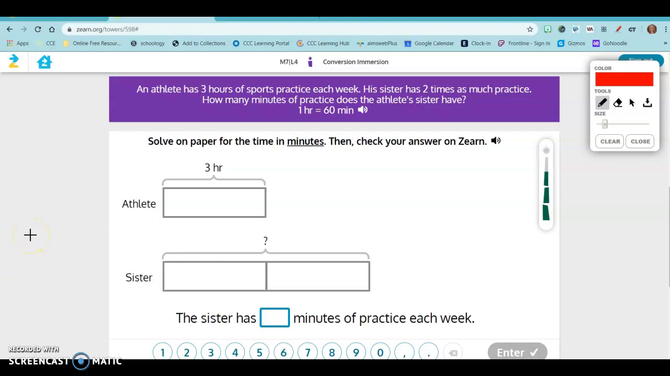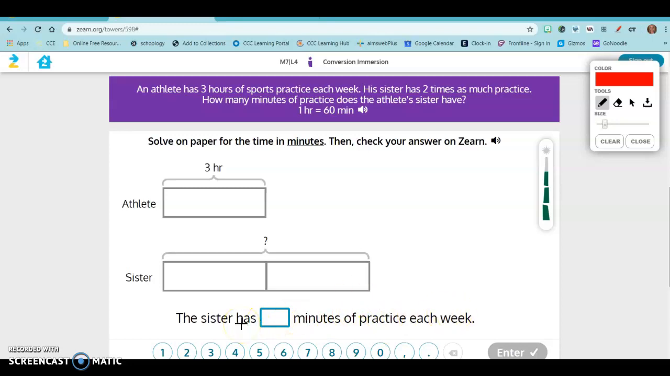Okay, so, sorry, I went a little bit too far, but on the first part, you want to pick the tape diagram where it has the athlete and then the sister, since she has 2 times as much practice. That's why there's 2 different boxes here, and then the original athlete only has 1. So now we have to figure out how many minutes of practice each week the sister actually has.